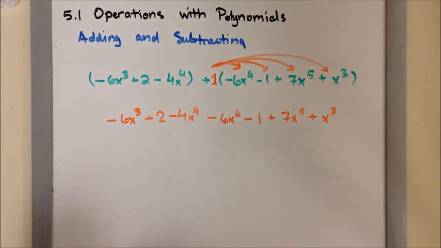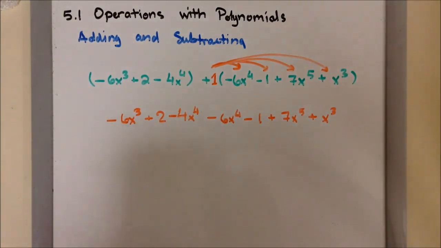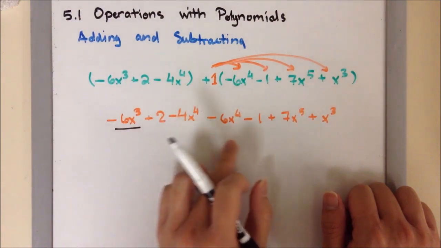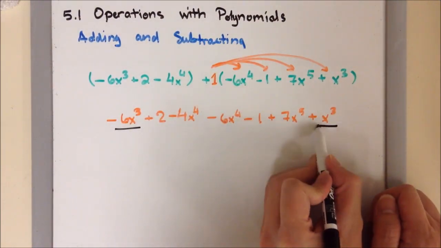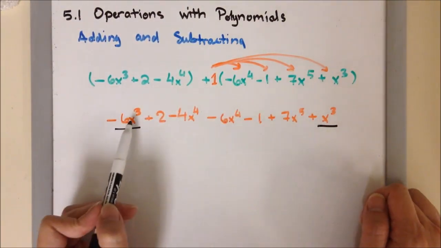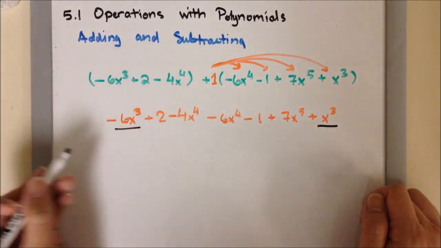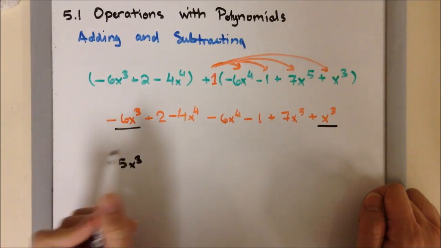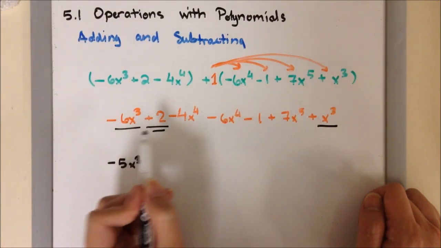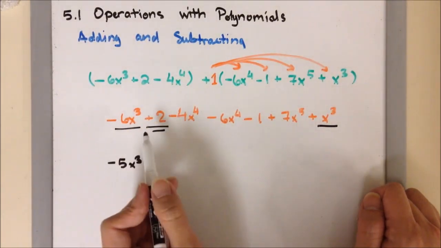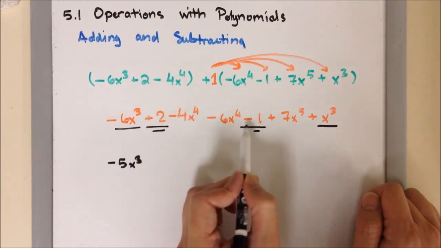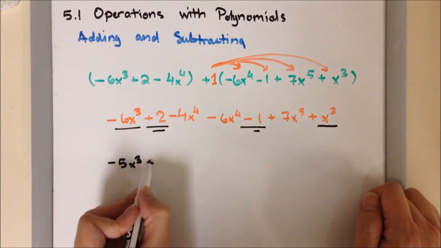Alright, time to combine like terms. Starting with my x to the third, check, and then I have one back here. So negative 6x to the third plus x to the third will be negative 5x to the third. Next is my 2, so I'm looking for just regular numbers, so I have another one right here. So positive 2 minus 1 would just be positive 1.